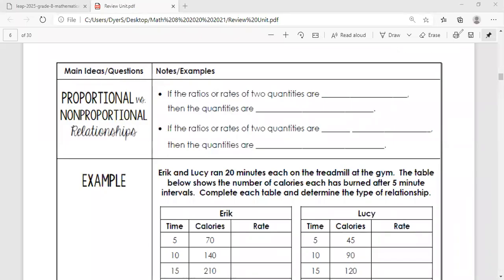All right, students, here we are again. And we are starting lesson 3 of our review unit.